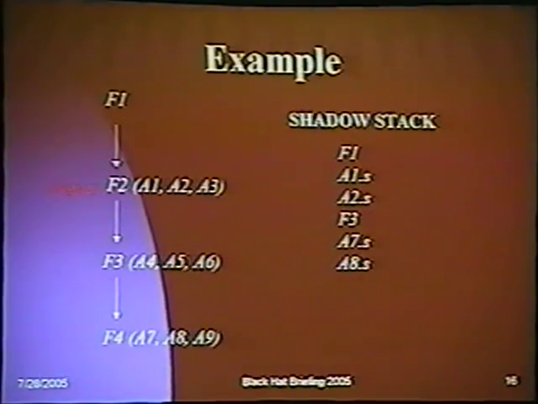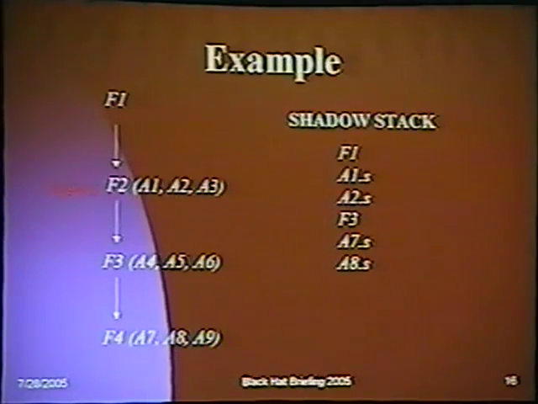As an example, you have this function chain: F1 calls F2, F2 calls F3, F3 calls F4, and so on. F2 is a legacy function, and F1, F3, F4 are new ones that we compile. F1 can pass something into F2. In this case, F1 calls F2, so it has to pass in A1, A2, A3, and we also pass the corresponding shadow constructs like A1.S, A2.S, and A3 doesn't need it because it's not a pointer, and so on.